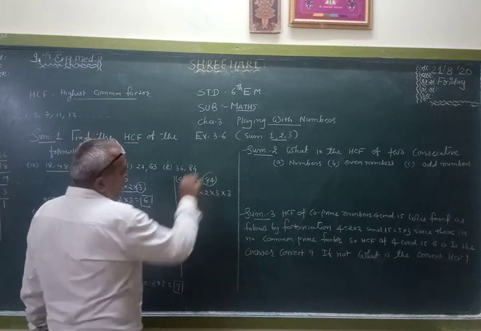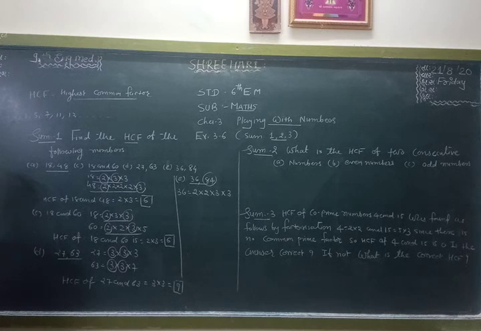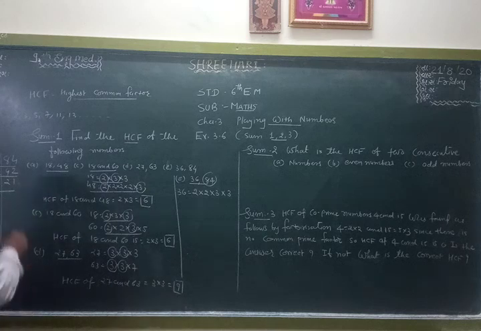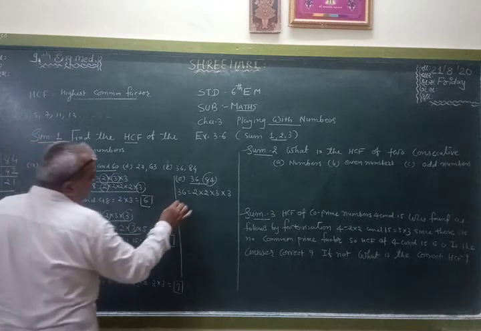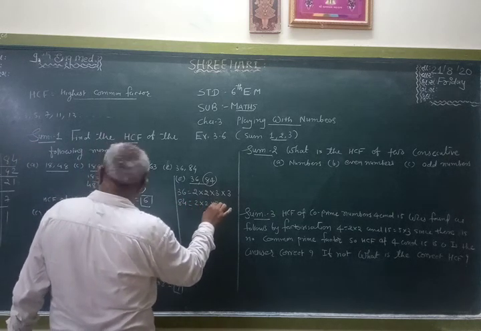Now the prime factors of 84. Divide by 2. 2 4s are 8. 2 2s are 4. 21. And we know that 21 means 3 7s are 21. So 2 2s are 4, 4 3s are 12, and 12 7s are 84. So 84 is 2 into 2 into 3 into 7.